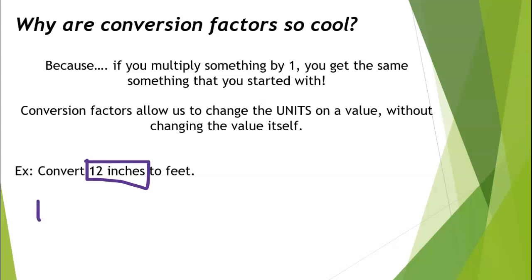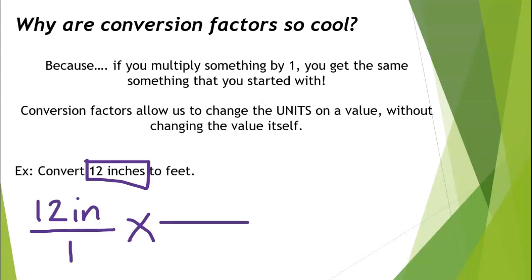So we're going to write 12, and I'm going to abbreviate inches as in. This value will always go in the numerator. If it makes you feel better to have something in the denominator, you can go ahead and put it over 1. This 12 inches over 1 is still just 12 inches. Then we're going to multiply by our conversion factor. So I'm going to put a multiplication sign. And since I know my conversion factor is a ratio or a fraction, I'm going to draw a line for my fraction.